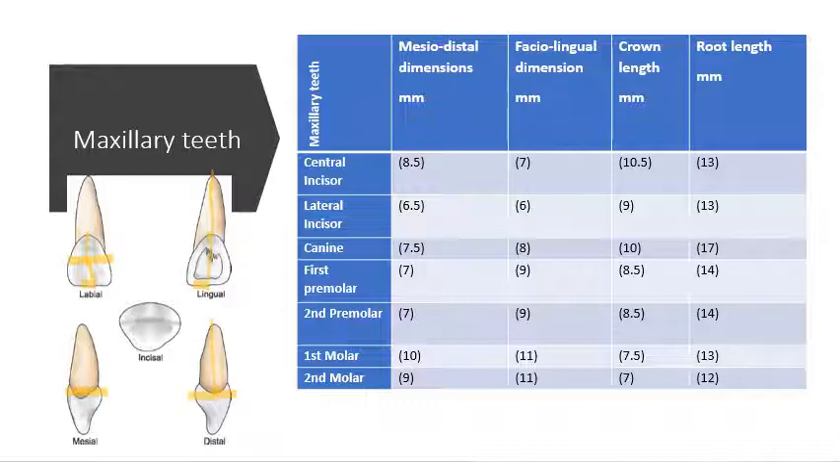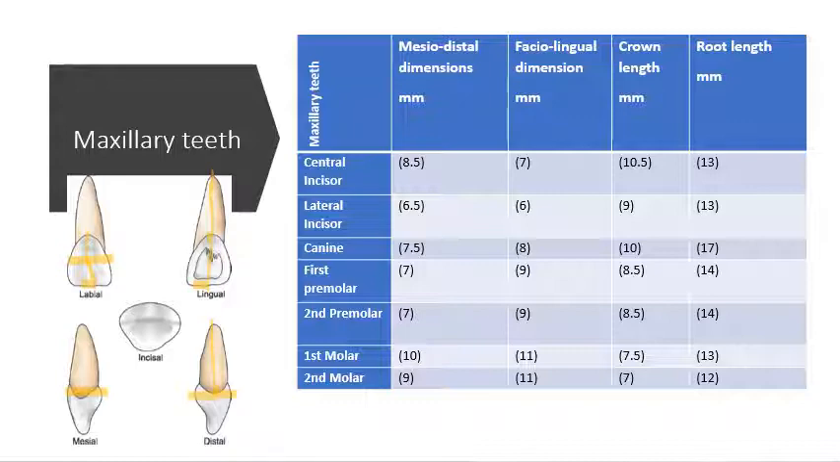So we'll start off with the central incisor. The mesiodistal dimension is around 8.5 and the faciolingual dimension is 7.5. And what does that mean? It means that the central incisor is wider mesiodistally than it is faciolingually, and the same is true for the lateral incisor. Although the lateral incisor is smaller than the central incisor, around 6.5, and its faciolingual dimension is 6, still its mesiodistal dimension is greater than its faciolingual dimension. And this is true for all the maxillary anterior teeth except the canine.